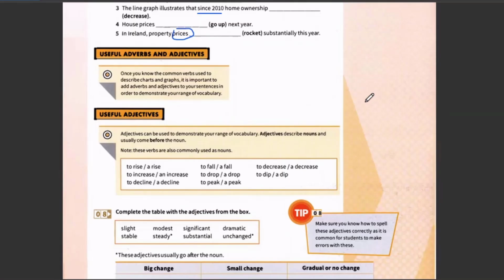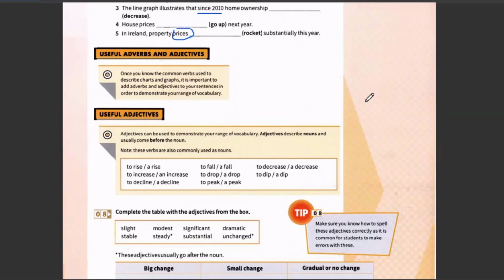And often there are some verbs that are commonly used as nouns as well. So this box that has some words in it, these are the nouns that are actually verbs but are being used in the form of nouns when we describe the charts and graphs. Okay, so let's see which verbs are being used as nouns. To rise or a rise, to increase or an increase, to decline or a decline, to fall or a fall, to drop, a drop, to peak, a peak.